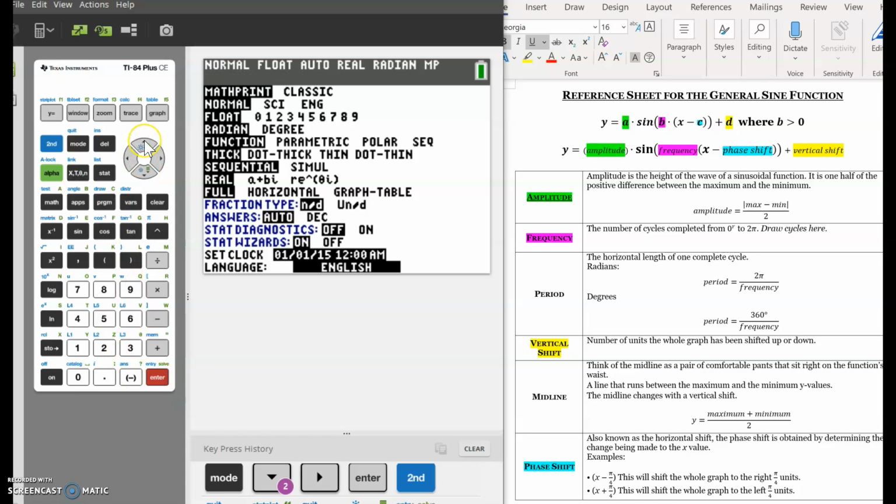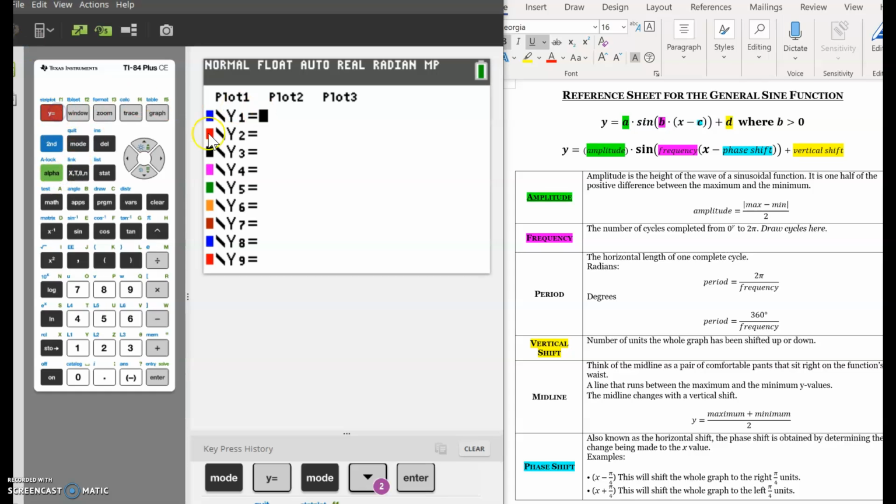Okay. When we did trigonometric functions where we solve for the side or the angle, then we use the degree measure. But when we want to graph, we want to put it in radian measure. So we're going to get out of that. And you're going to go to y equals, and let's say you want to graph sine of x.